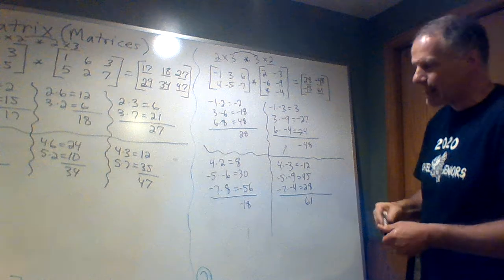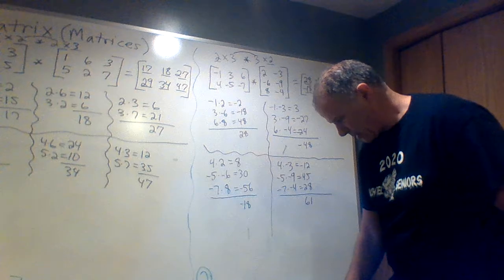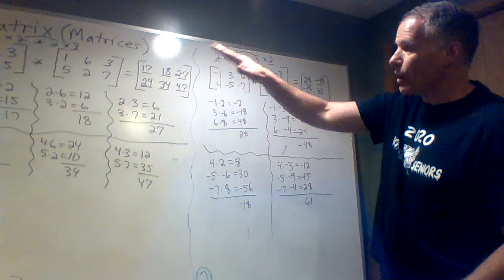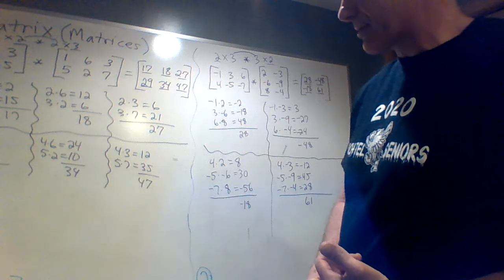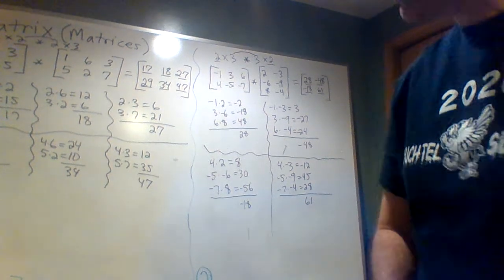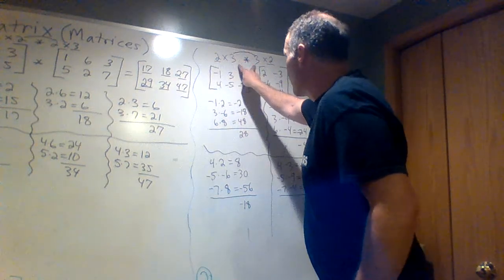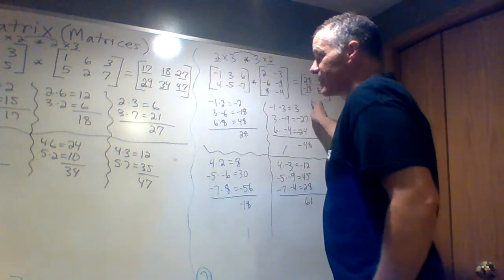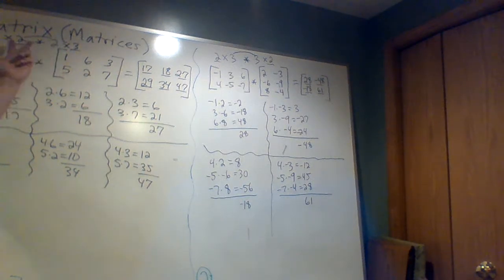There's our answer. So again, these are kind of longer, obviously more complicated. Okay, again, rows by columns. Figure out the size of the answer matrix, and then see if you can figure that out. Again, you can see rows by columns, rows by columns. The two middle ones match. The outside two give you the answer matrix.